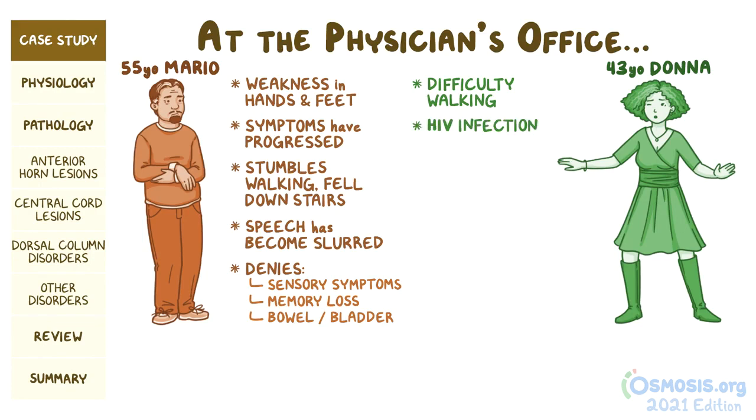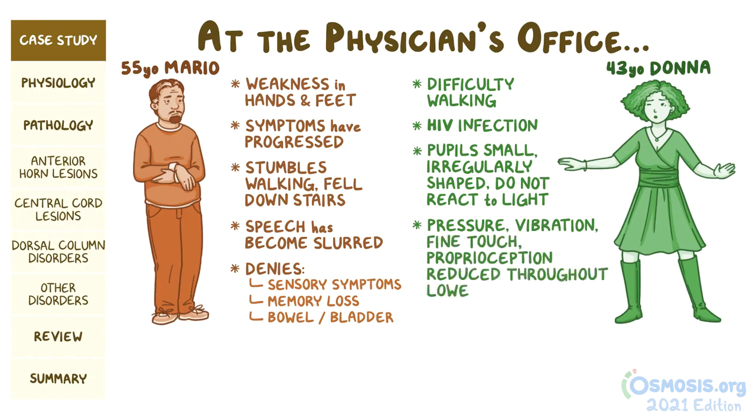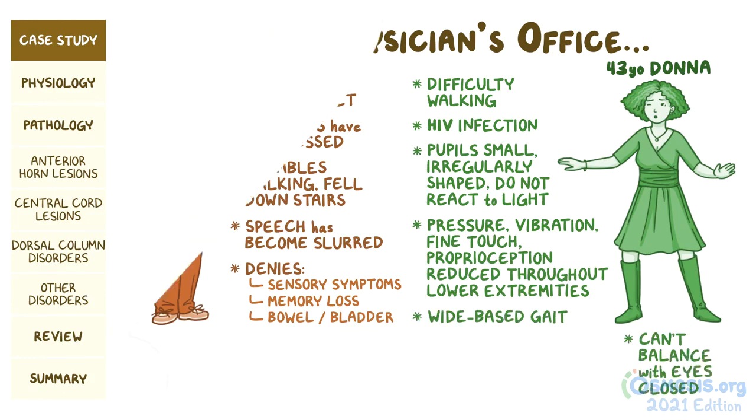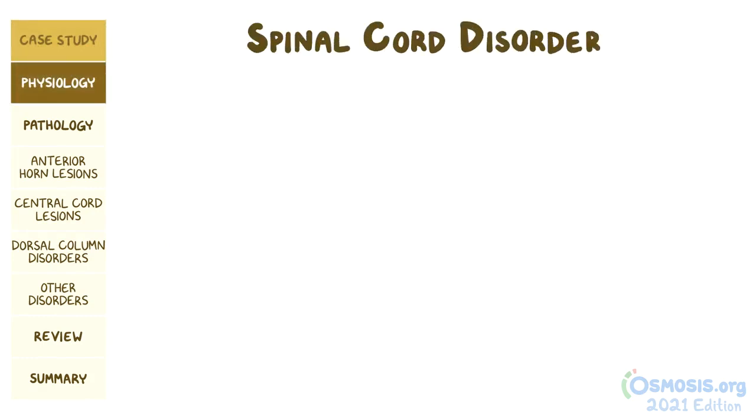On neurologic examination, her pupils are small and irregularly shaped and do not react to light, but constrict with accommodation. The sensations of pressure, vibration, fine touch, and proprioception are also reduced throughout the lower extremities. She has a wide-based gait and cannot maintain balance with her eyes closed. Based on the initial presentation, both Mario and Donna have some form of spinal cord disorder.